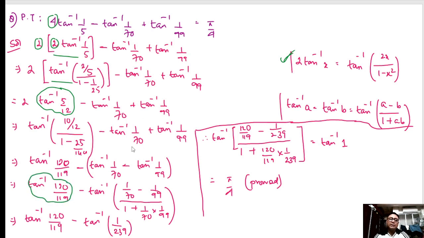And now from these two we are taking a minus common. So this is tan inverse a minus tan inverse b, which is this formula: tan inverse of a minus b by 1 plus ab. This is my a, this is my b. So we got tan inverse a minus b by 1 plus ab. Now please watch, this is again tan inverse a minus tan inverse b. So we again use the formula tan inverse a minus b by 1 plus ab, and we get tan inverse 1, which is pi by 4, hence it is proved. Clear?